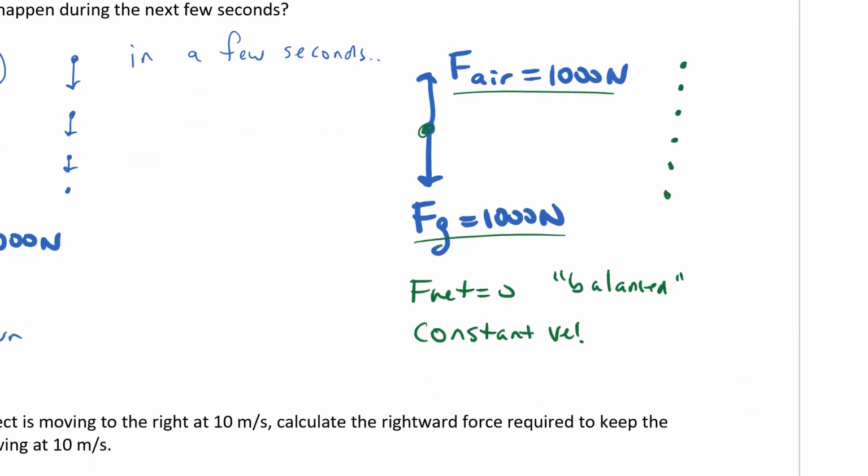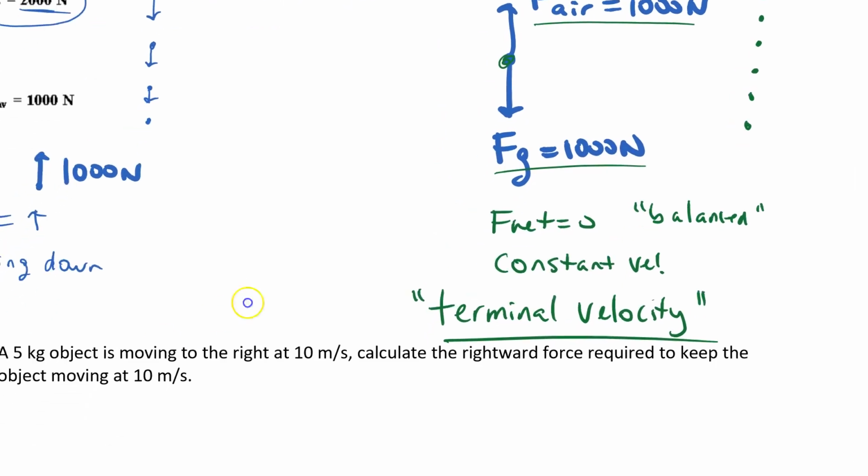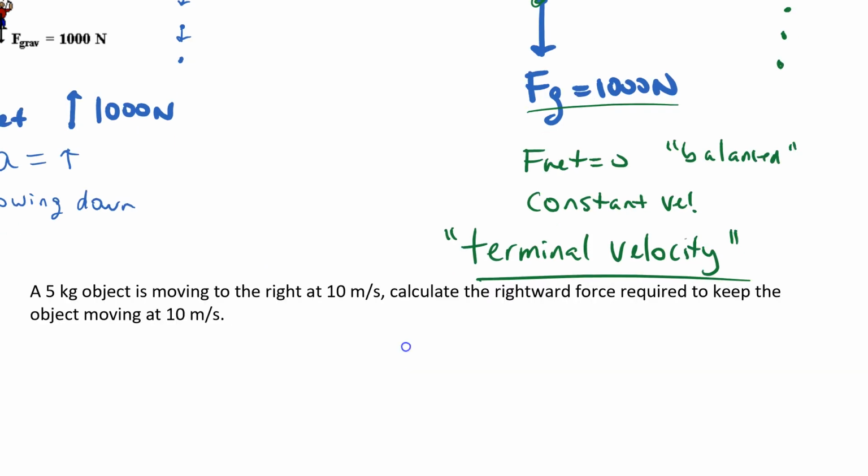By the way, there is a term for this for falling objects. Once they reach that constant velocity, we call this terminal velocity. Not exactly part of this lesson, but it does come up later in our course. So terminal velocity is when you have a falling object which eventually reaches a state where the air resistance up and the force of gravity down are the same, so it doesn't speed up or slow down, and it stays at that velocity for the remainder until it hits the ground, really.